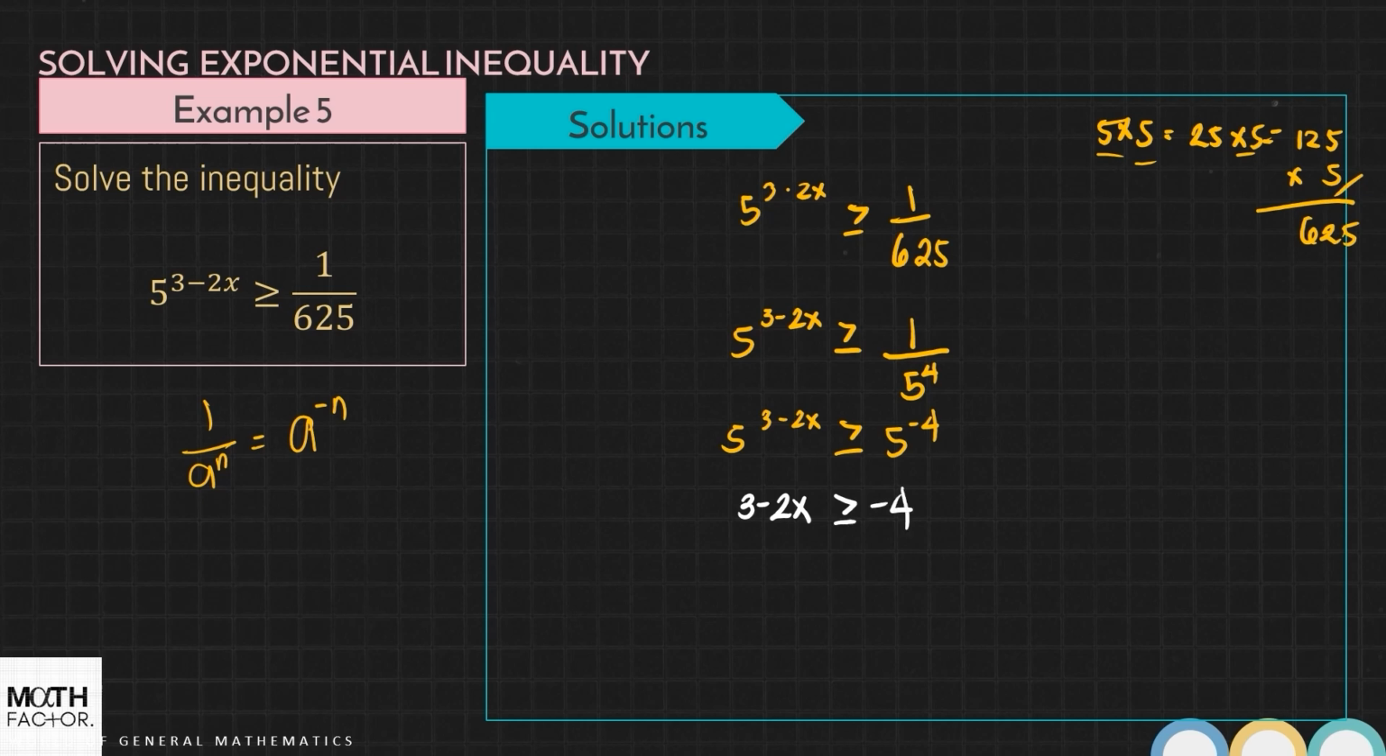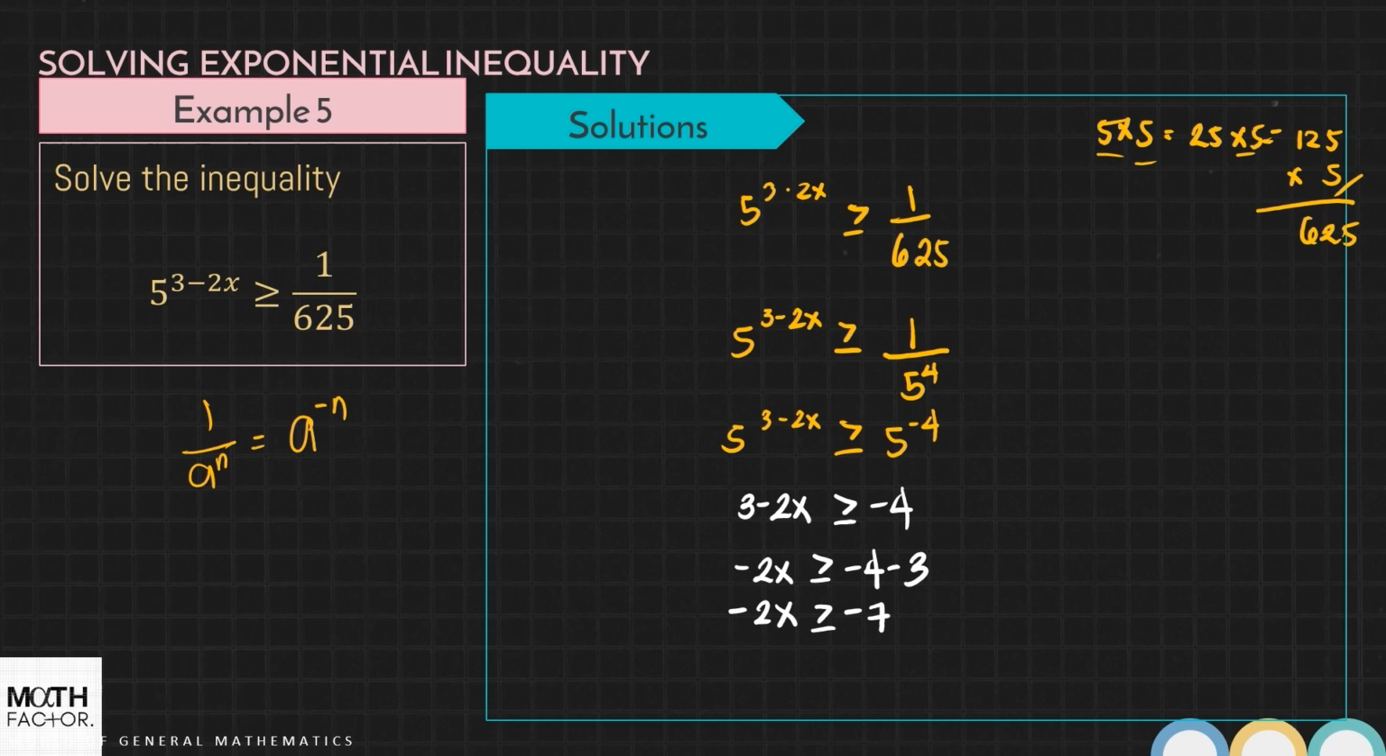Next, we have negative 2x is greater than or equal to negative 4, then positive 3 will become negative 3. Let us simplify. We have negative 7. Now, take note of this. We flip the inequality sign when we are multiplying or dividing both sides by a negative to make the inequality true.